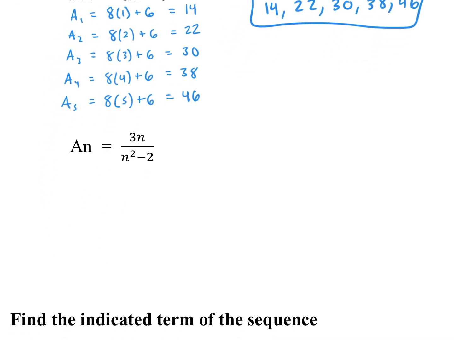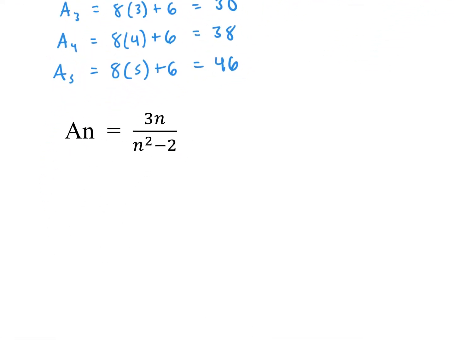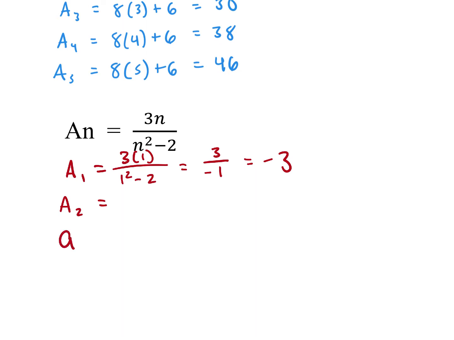All right, let's take a look at the second one here. So we're doing the same thing. Start by plugging in 1, so we get 3 times 1 over 1 squared minus 2. So this would be 3 over 1 minus 2 is negative 1. So what do we get? Negative 3. But sometimes you may see it like that. So you don't have to. You can write it either way.